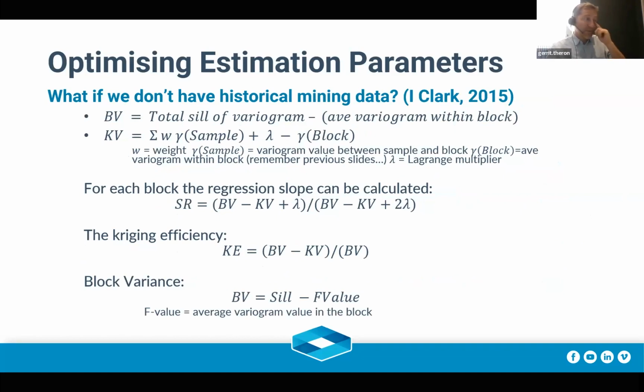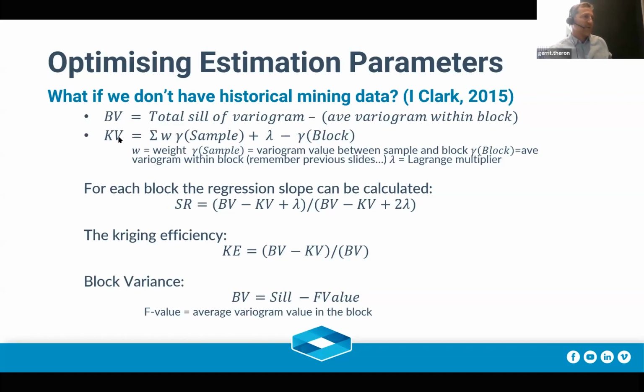The Kriging variance, we looked at that earlier, but that's just in a different format. We see that it's the sum of the weights times the variogram values between the samples and the blocks, plus the Lagrange multiplier, minus the variogram values within the block. So that's the Kriging variance.